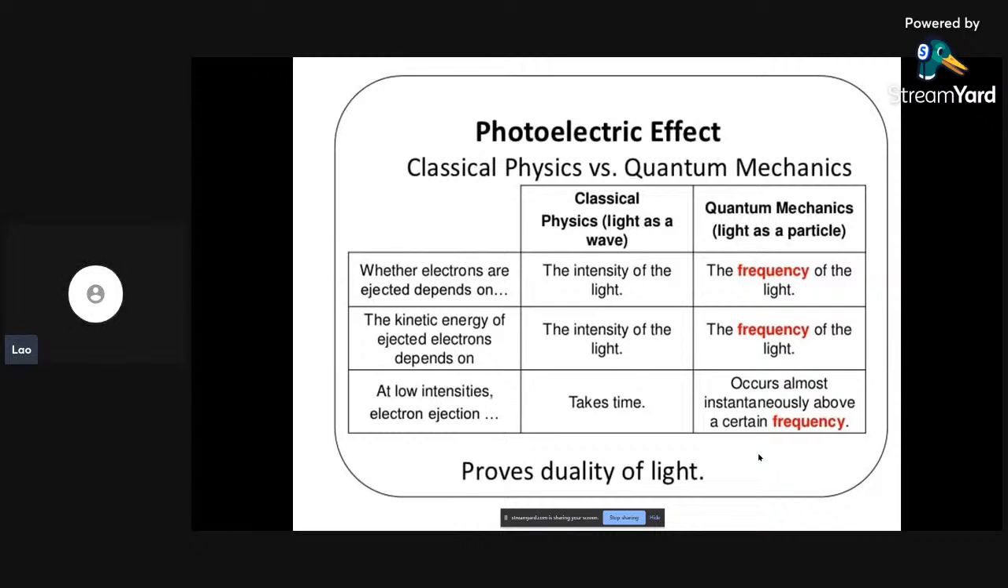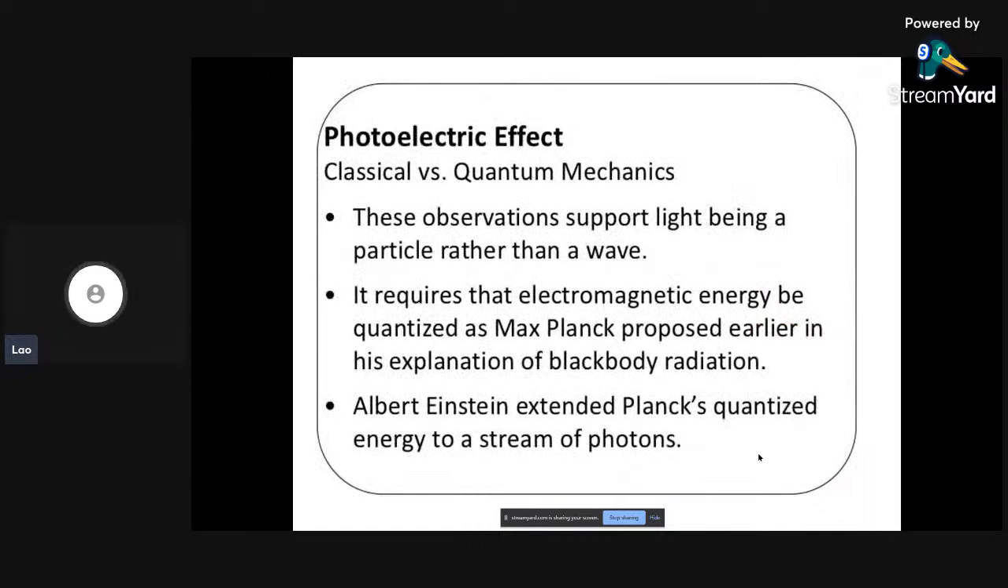And yung the third one, sa classical daw is fixed time. Well, in quantum mechanics, nangyayari daw ito with a certain frequency. Kaya we can prove that it proves duality of light. So, photoelectric effect, classical versus quantum mechanics. This observation supports light being a particle rather than a wave. So, kung sa before na sinasabi nila na light is a wave, sa photoelectric effect is particle na siya.